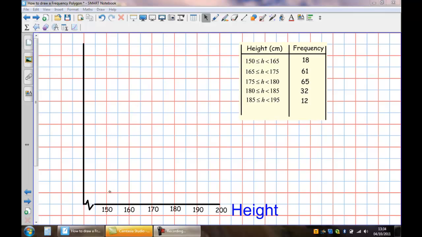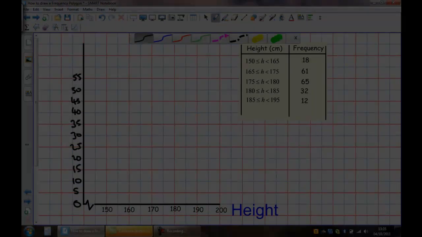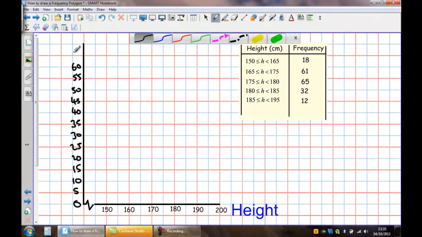I've started to set my axes up here. I've got height across the bottom, going from 150. I've decided to go up to 200 to make things easier. So each little square is worth 5 centimeters, and my frequency on the side. So I need to start from 0, and if I go in 5s, this is going to take me up to 65. Again, I'll just pause whilst I fill that in. And 65, so labeling this as frequency.